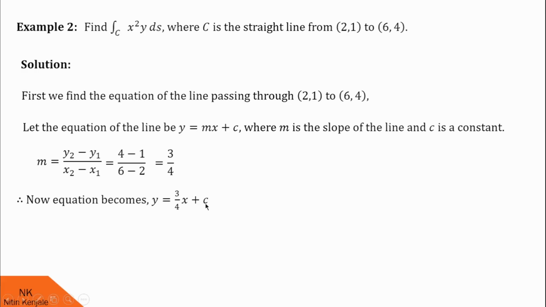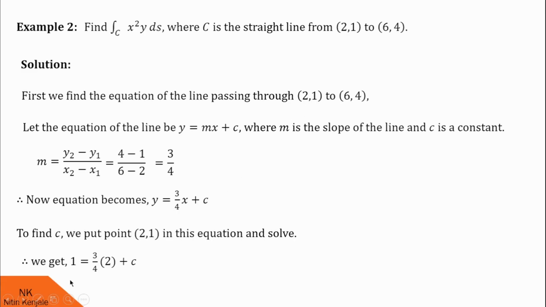To find this constant c, we have to substitute one of these points into this equation and simplify. Let me put point (2, 1) into this equation. So we get 1 is equal to 3 by 4 into 2 plus c. Solving which we get c is equal to minus half. Let us substitute value of this c over here, to see equation of line is now y is equal to 3 by 4 x minus half.